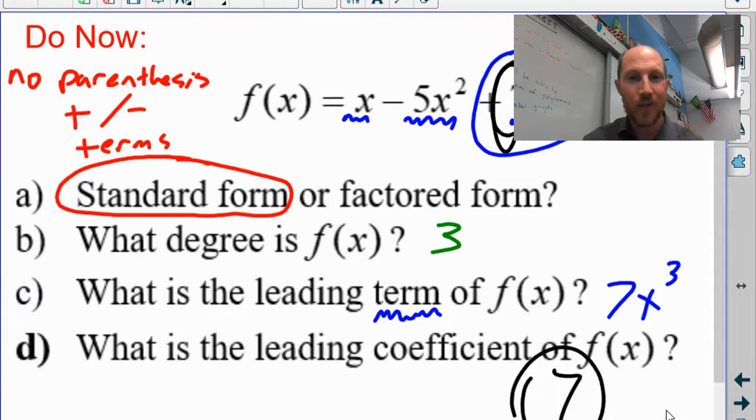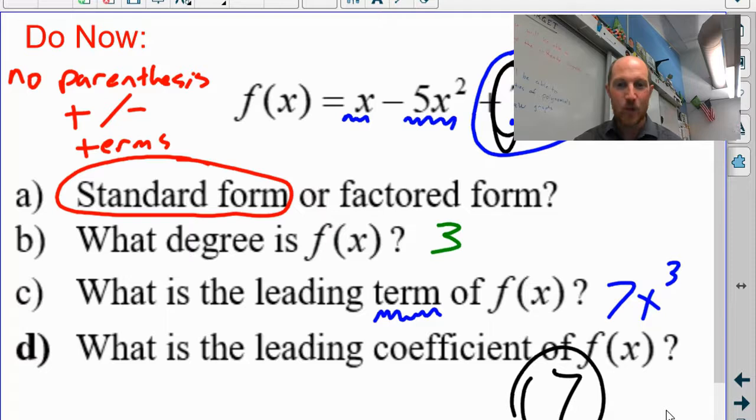All right. Hey, so this one is in standard form, and we can recognize that because there are no parentheses. It's not factored. Each of the parts of the equation is separated by a plus or minus. Part B, the degree is 3. We're going to find the biggest exponent. That's what we're looking for in standard form. Factored form would be different.